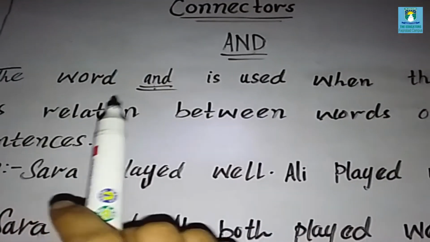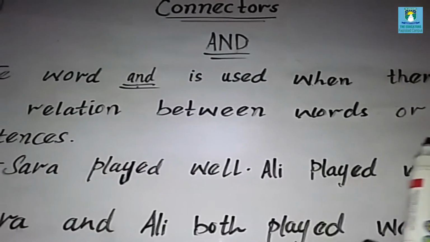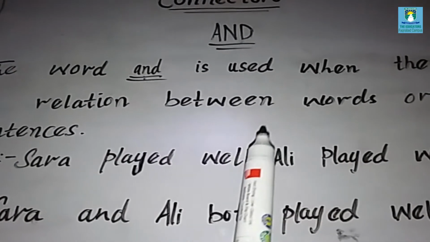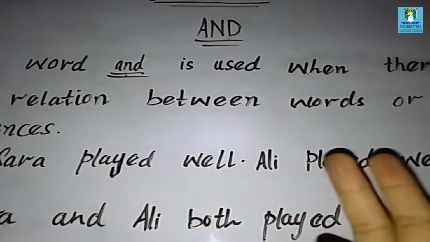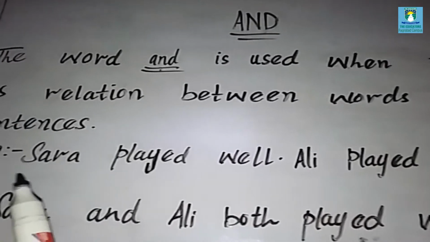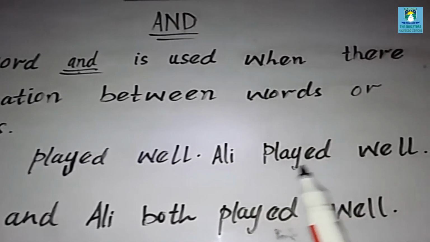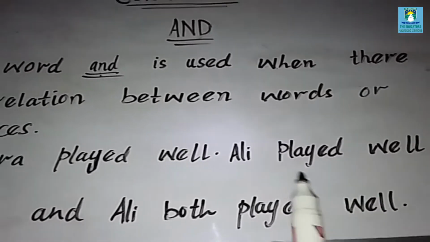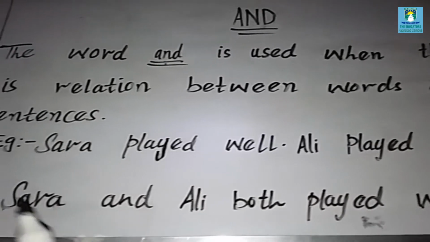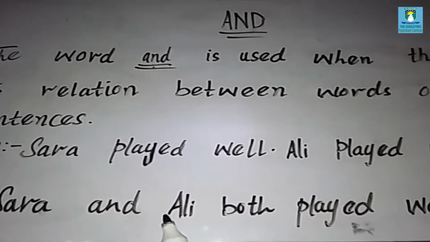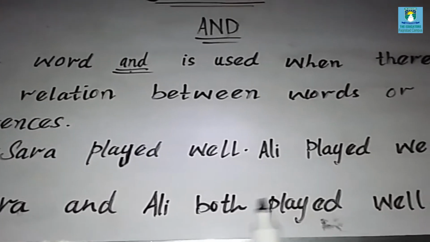The first connector is and. The word and is used when there is a relation between words or sentences. For example, Sarah played well. The second sentence is Ali played well. You can see these two sentences have a relation, so we will put and. Sarah and Ali both played well.